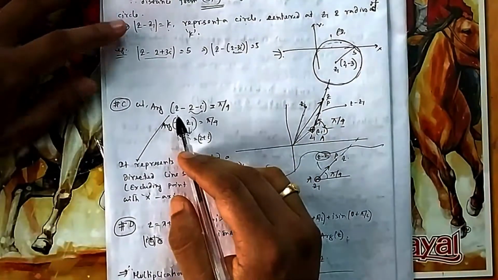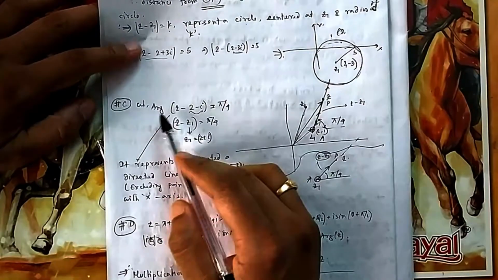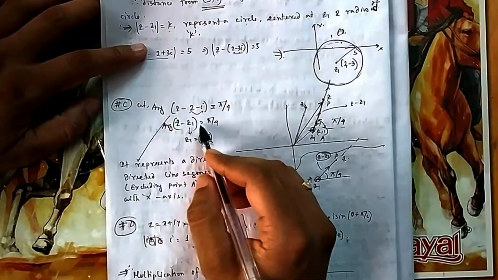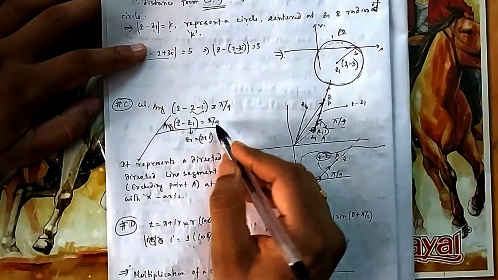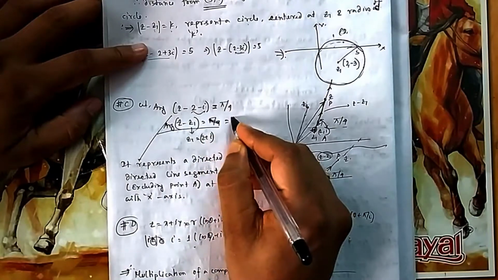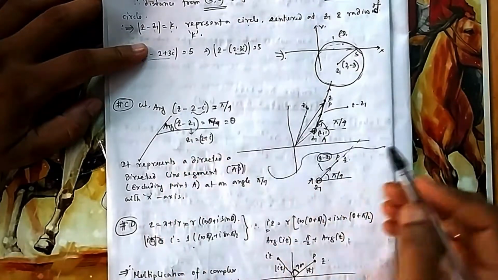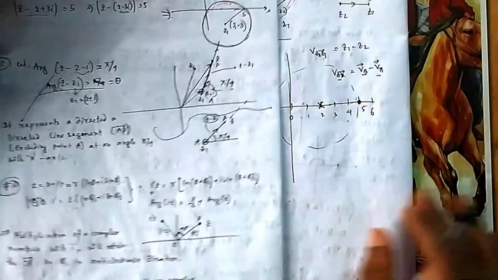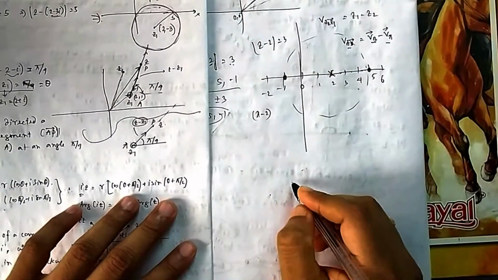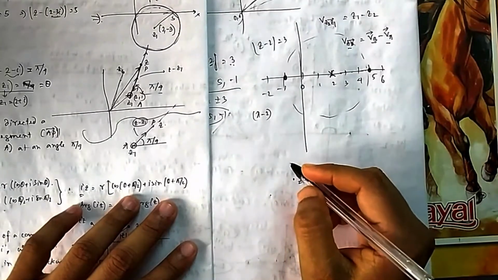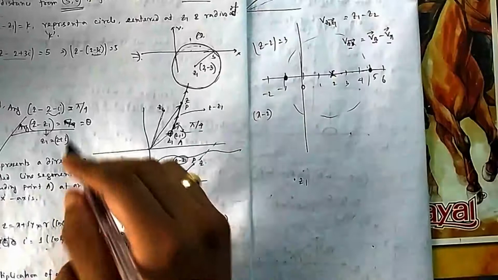Now let us see this type of expression, what is its meaning? Argument of z minus 2 minus i is equal to pi by 4, or in general any angle, it's not that it should be pi by 4, it can be any angle, suppose theta. Argument of z minus z1 is theta. Okay, so let's see this one. Suppose you have a point z1, so your argument of z minus z1 should be something of this format. What format? An angle of theta.